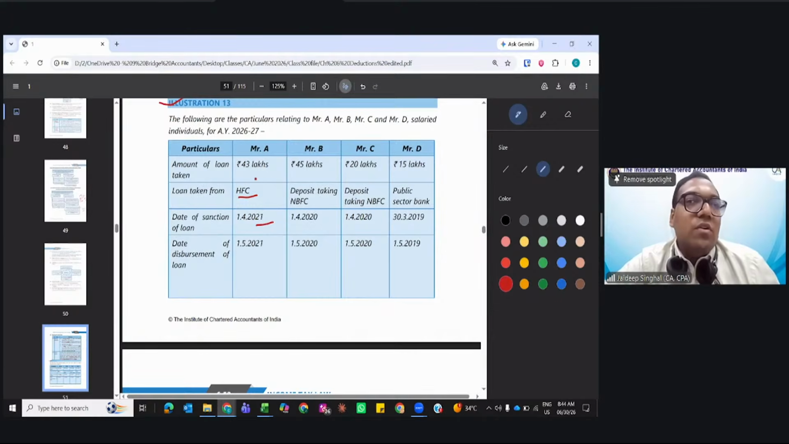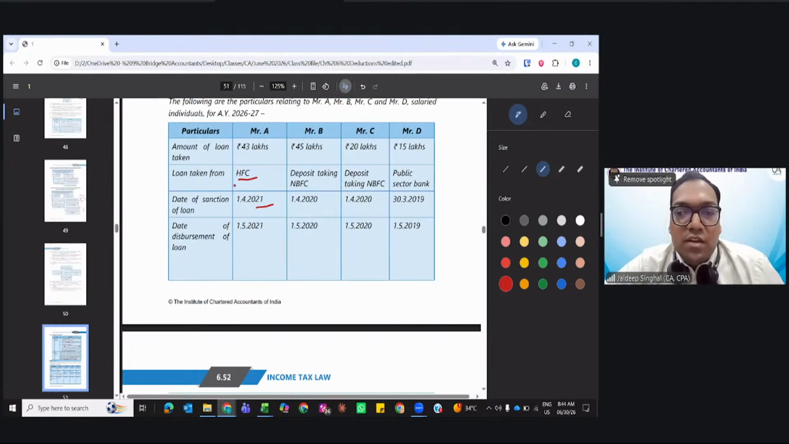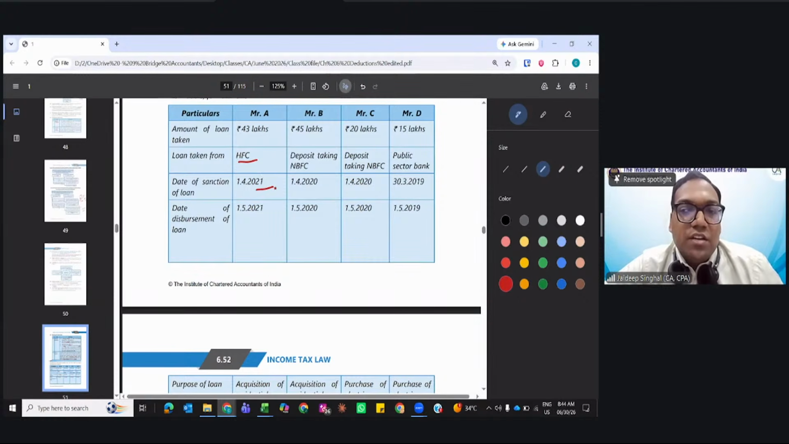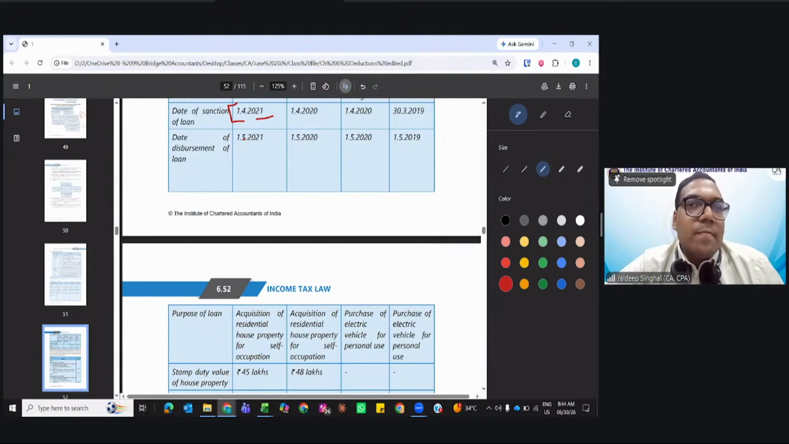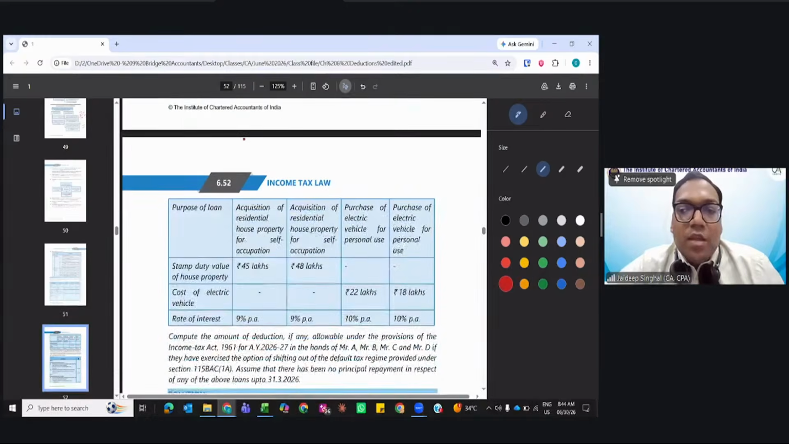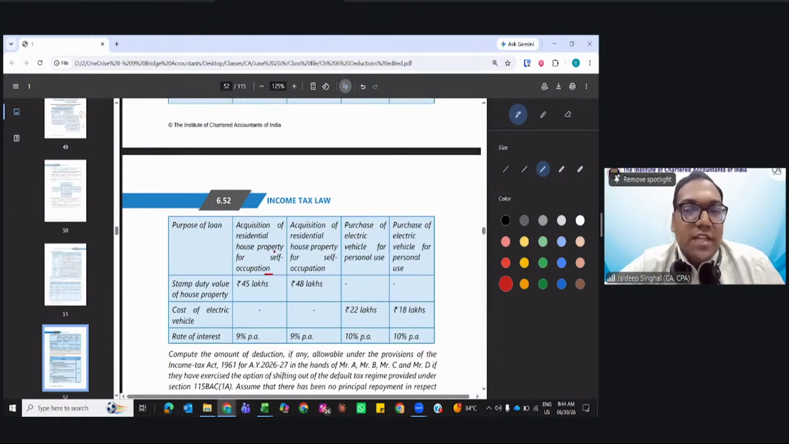43 lakhs amount of loan. Okay, amount of loan is 43 lakhs. Loan taken from Housing Finance Company. Date of loan sanctioned. Now, date of disbursement of loan. We see the date of loan sanctioned, not the disbursement date. Acquisition of residential house property for self-occupation. That is for the residential house property.